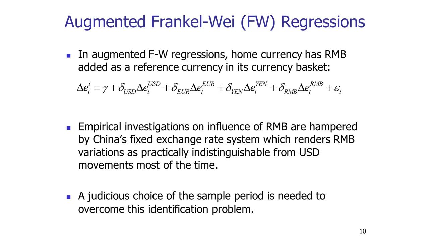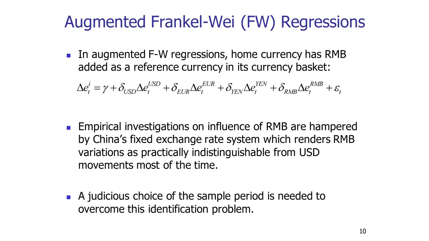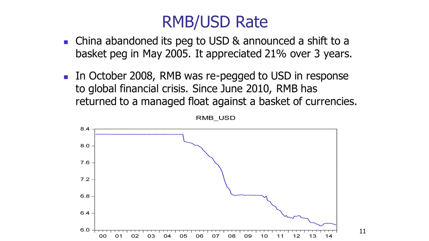As explained yesterday, basically you need to introduce the renminbi term into the Frankel-Wei regression, and empirical investigations are hampered in a couple of ways. First, when the renminbi is pegged to the US dollar, we can't distinguish between the two currency movements. So a judicious choice of the sample period would be needed to overcome this problem. So we have two windows, from May 2005 to October 2008 for pre-crisis, and post-global financial crisis from June 2010 onwards. These are the two periods when the renminbi is sort of decoupled from the US dollar.